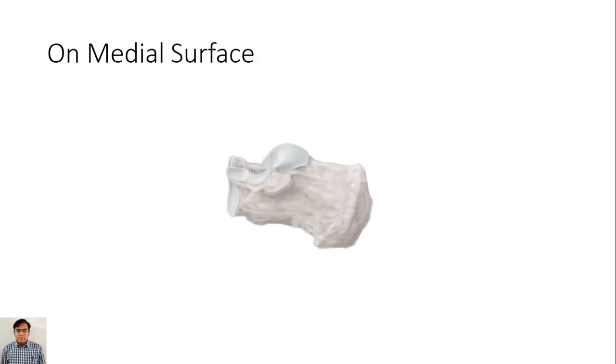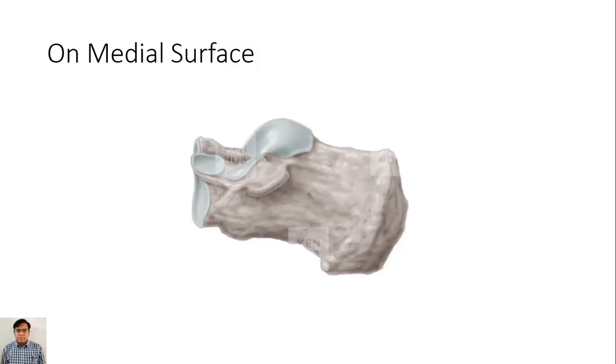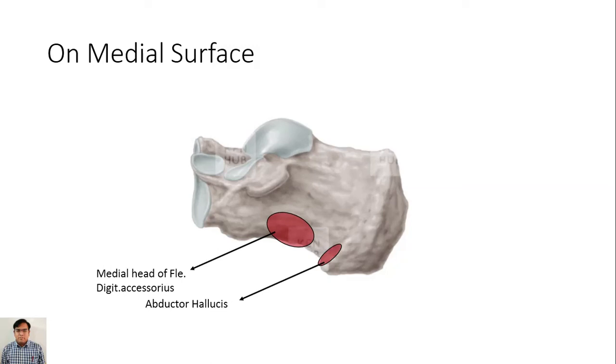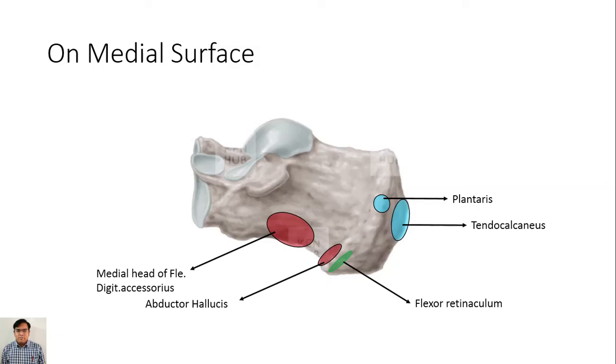On medial surface, behind the sustentaculum tali, there is attachment of medial head of flexor digitorum accessorius. Posterior to this, origin of adductor hallucis. Posterior to this, attachment of medial flexor retinaculum, and posterior side, insertion of plantaris and insertion of tendocalcaneus.